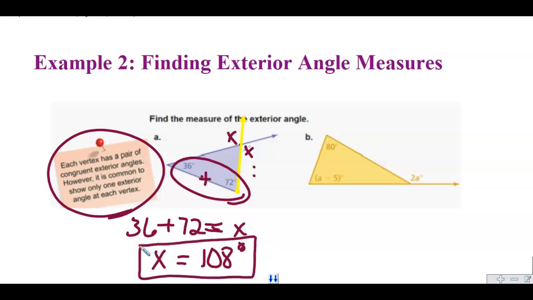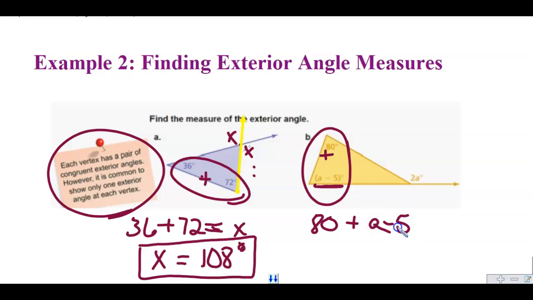Let's try B. Again, we have an exterior angle. We're going to use the exterior angle theorem of a triangle in order to find the value of A. So let's write our equation. 80 plus the second non-adjacent angle, A minus 5, is equal to the exterior angle of 2A.